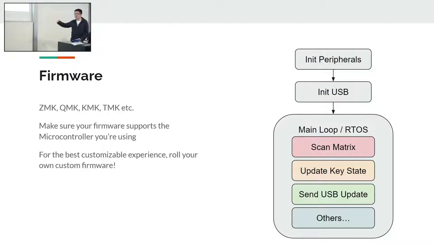So this main loop will scan your keyboard, detect any pressed keys, and then send the required USB packets. And then of course, after that, if you have, let's say, a knob or a screen or whatever funky thing you want to put inside, for example Python, it all will run on the others. And this will run many times per second. So of course, for the best customizable experience, consider rolling your own hardware and your own custom firmware, because you are able to tweak everything.